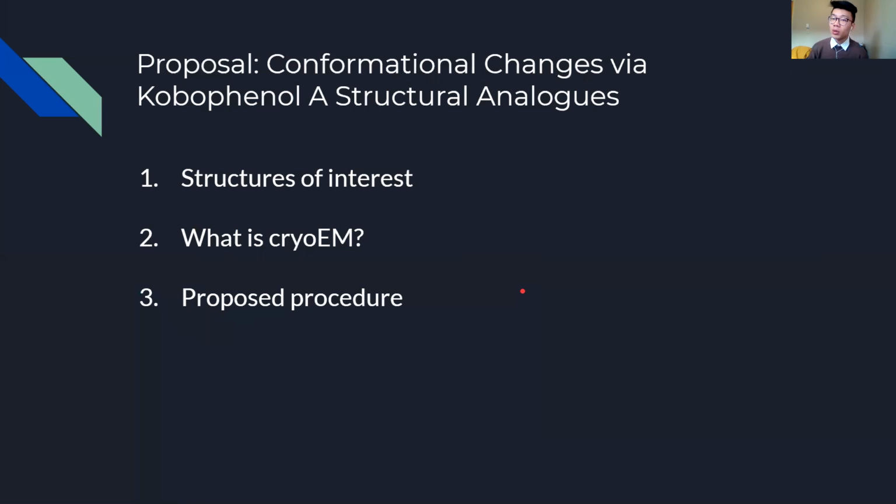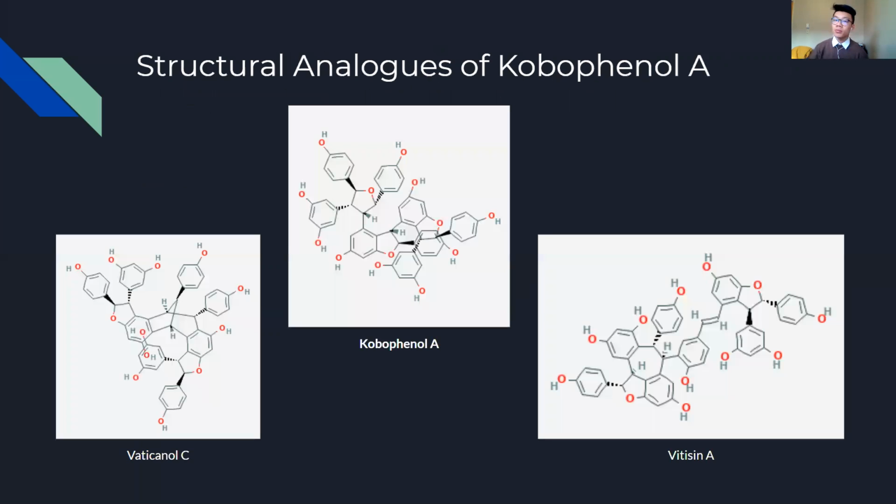And so now I will explain my proposal for identifying the conformational changes observed from Cobophenol A analogues. I will discuss the structures of interest, what technique Cryo-EM is, and my proposed procedure. These are the structures of interest, as they are structural analogues of Cobophenol A. As you can see, Vaticanol C and Vitazin A all possess aromatic groups that are very similar to Cobophenol A.